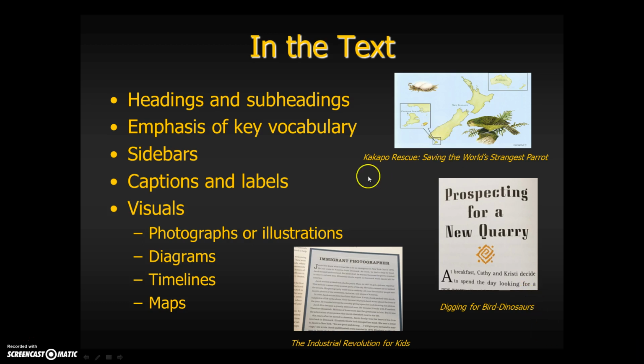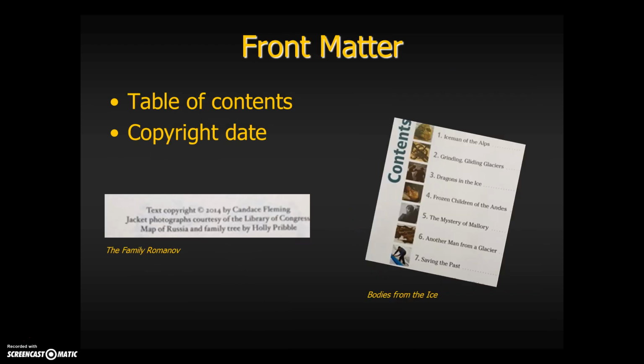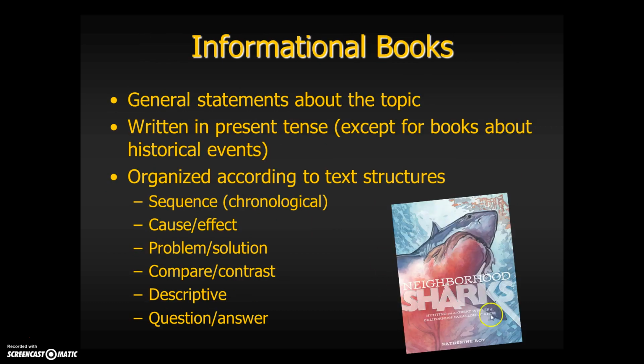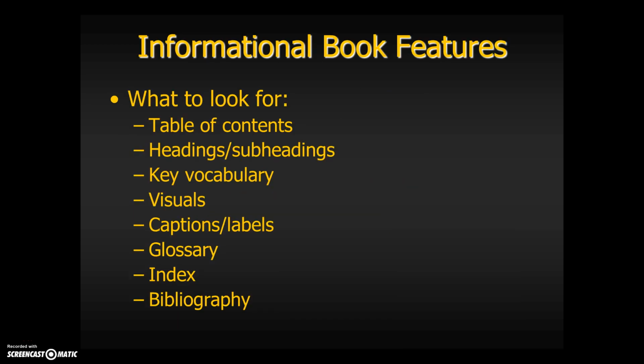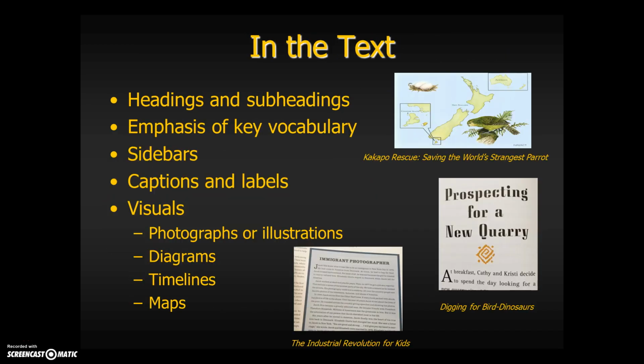And informational books also include a number of different types of visuals. Sometimes they include photographs, other times they include illustrations. That might be surprising, but Neighborhood Sharks is an example of an informational book that is illustrated. Those are, I think, watercolors that the author illustrator used. Also, we sometimes see diagrams in an informational book.